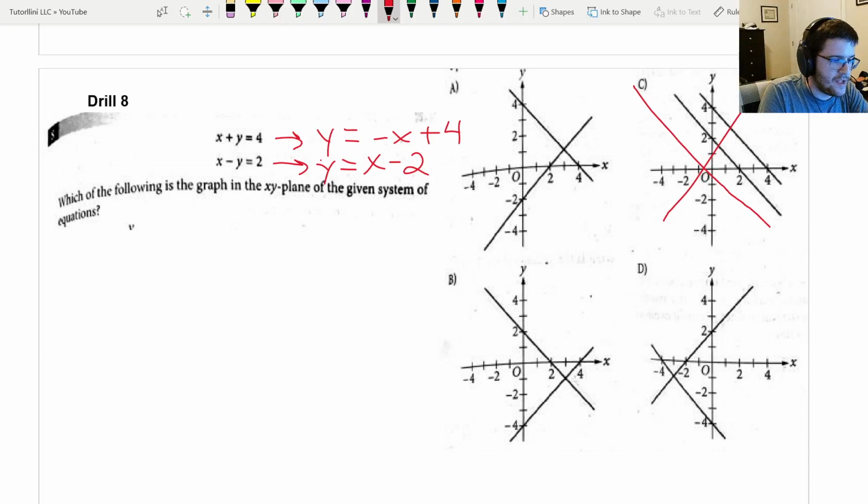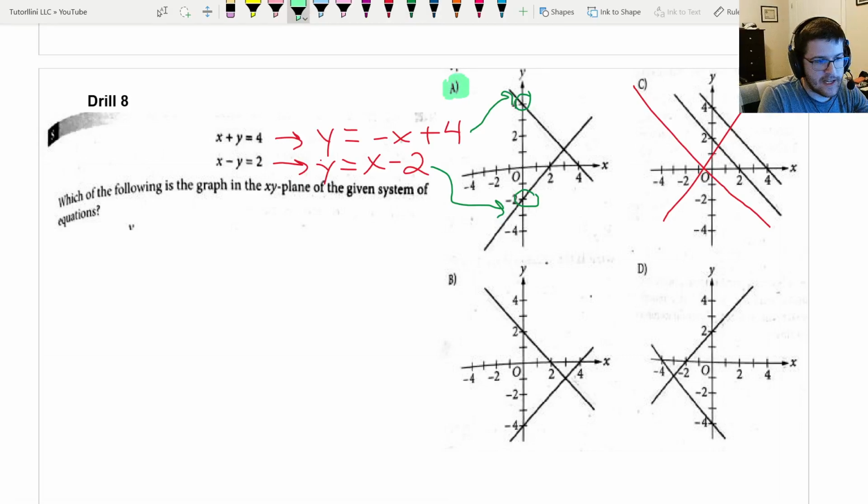Okay, A and B and D all seem plausible at a first glance. However, the line going down must have a y-intercept of 4. So that's this one. And then y equals x minus 2. That is going up, and it has a y-intercept of -2, which is this one. So it's looking like it's answer choice A.